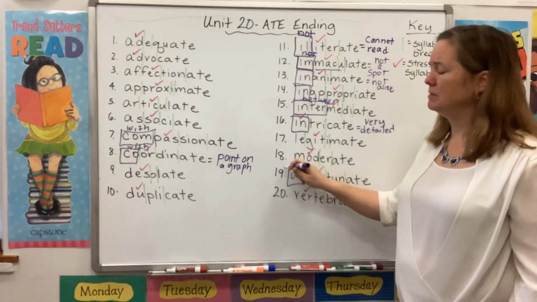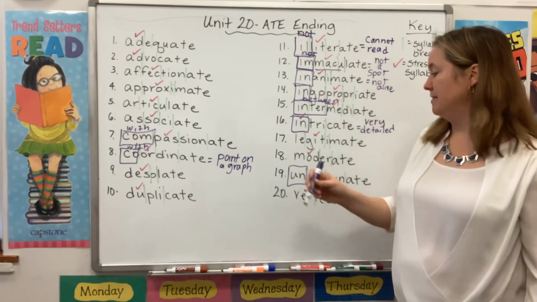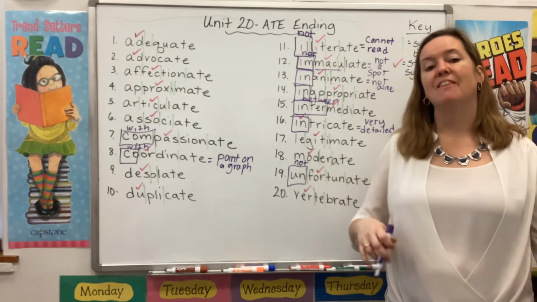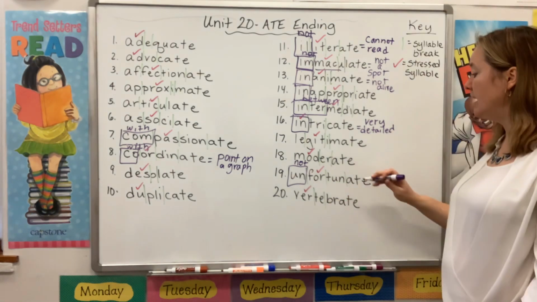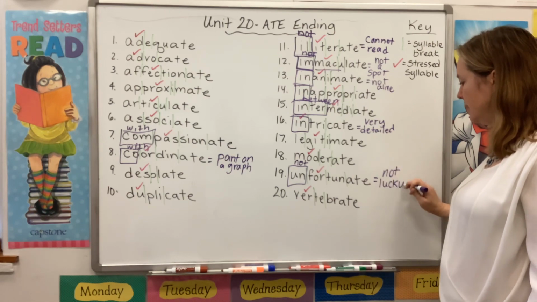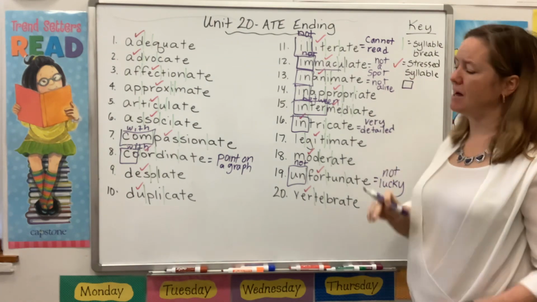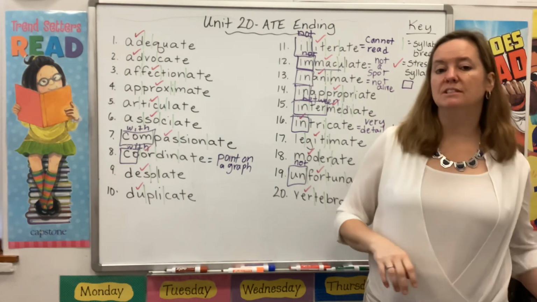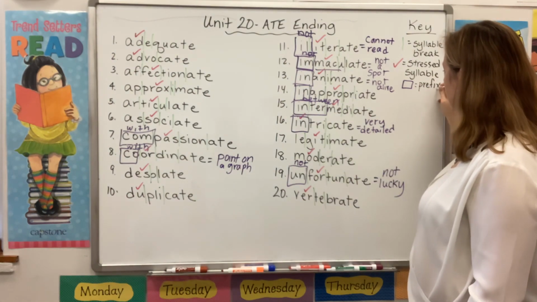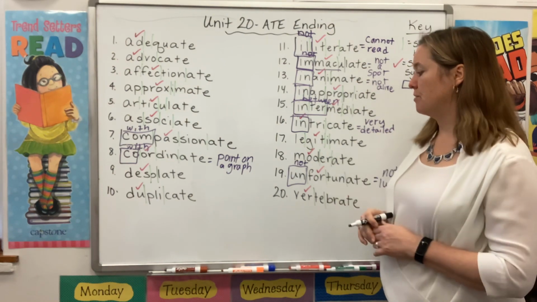And then this is probably one of the first prefixes you learned. Un in an adjective means not. So if someone is fortunate, they're lucky. But if they are unfortunate, they are not lucky. Okay? So over here, let's say purple box equals prefix. And let's just pay attention to the meanings of those prefixes as we go through our words.